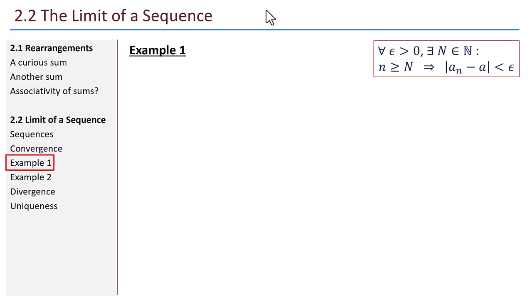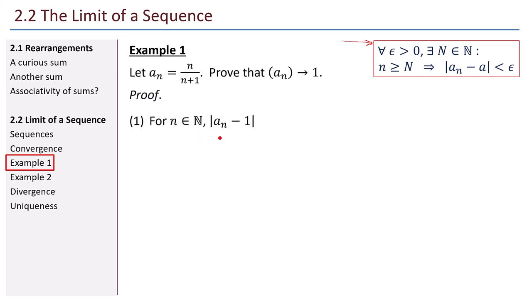Okay, let's do an actual example. Example 1. Let A sub n equal n divided by n plus 1. So that's one term of my sequence. Let's prove that that sequence converges to 1. And just for reference, I've written up the definition of convergence there on the right, so we can refer to that. I always prove these types of problems using 4 steps, in a standard way. So let me introduce my method.